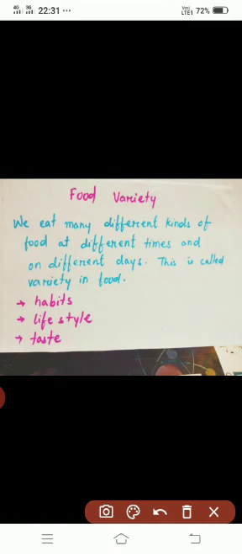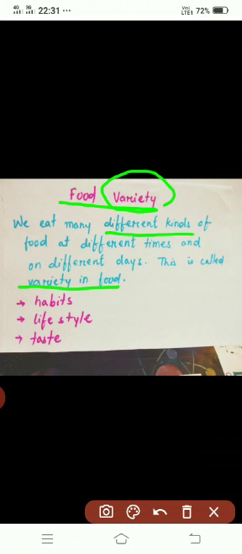Now we will see food variety. So what do you mean by variety? Variety means different types, different kinds, different items. So we eat many different kinds of food at different times and on different days. This is called variety in food. Different kinds means what? Like chapati, bread, rice. These are the different kinds.